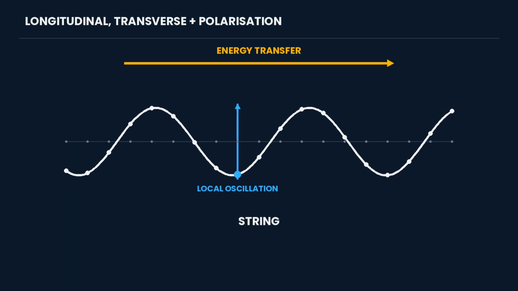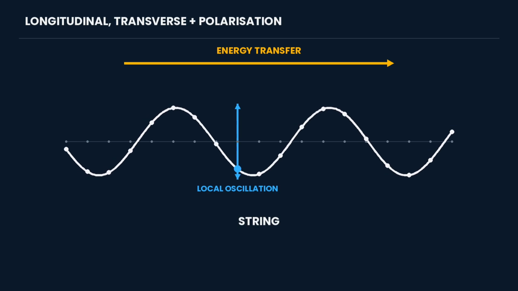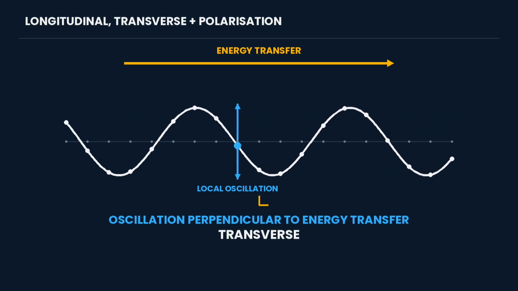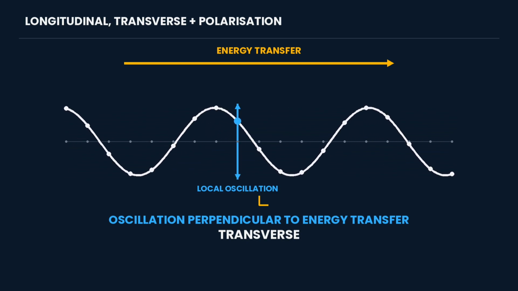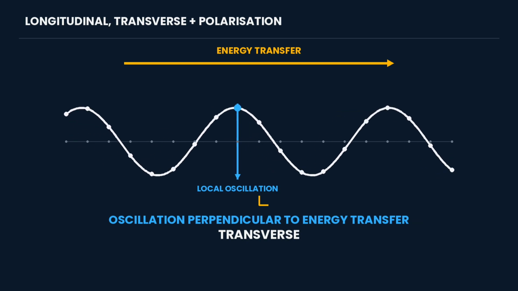On this string, the disturbance and energy travel right, while each marked point moves up and down about equilibrium. Displacement is perpendicular to the energy transfer, so the wave is transverse. Transverse does not mean vertical. Turn the string and both directions turn. The right angle is what matters.